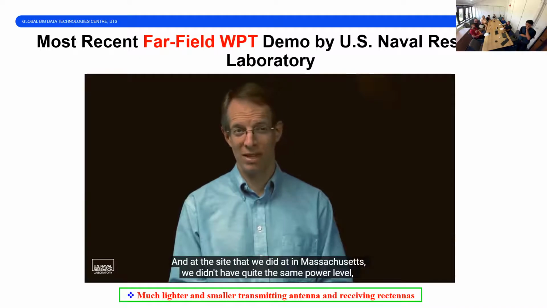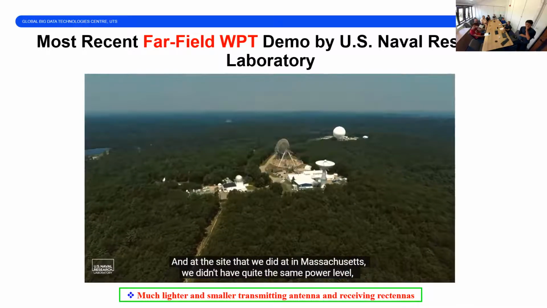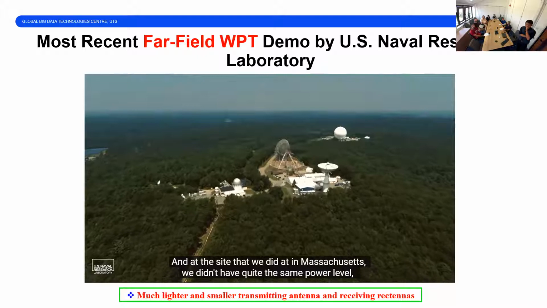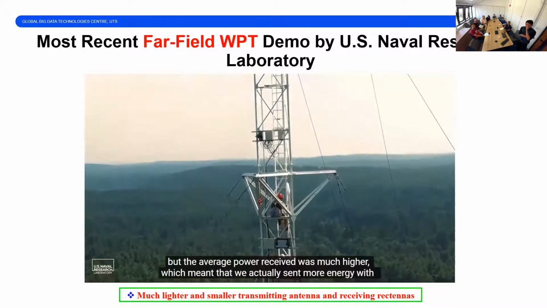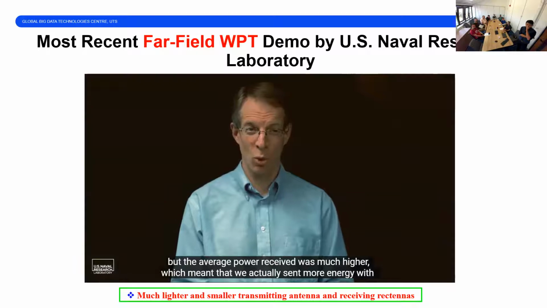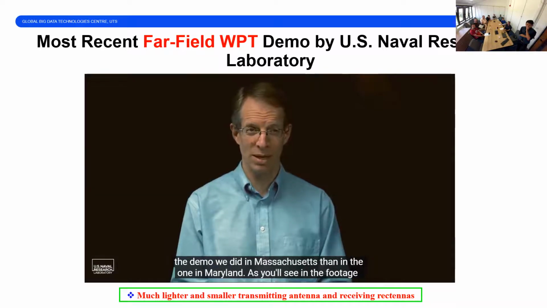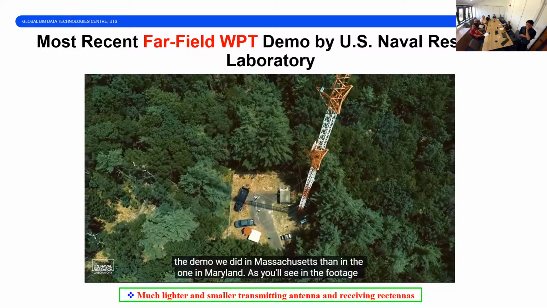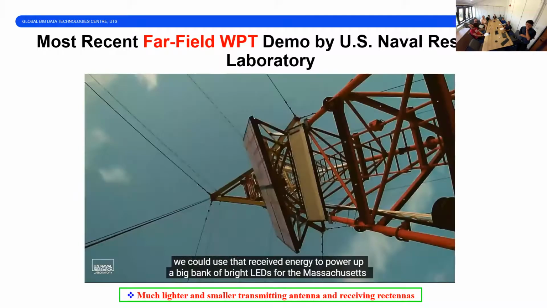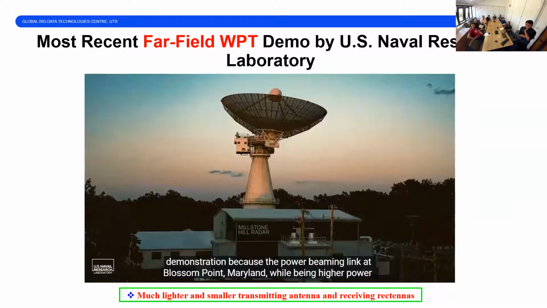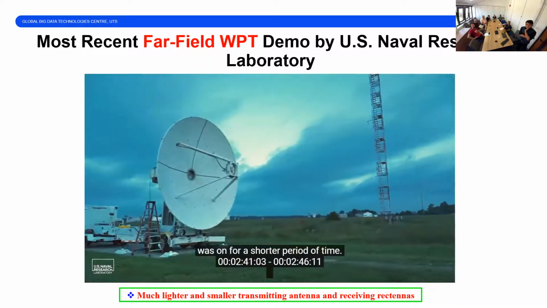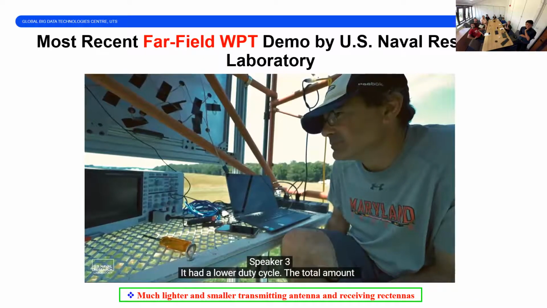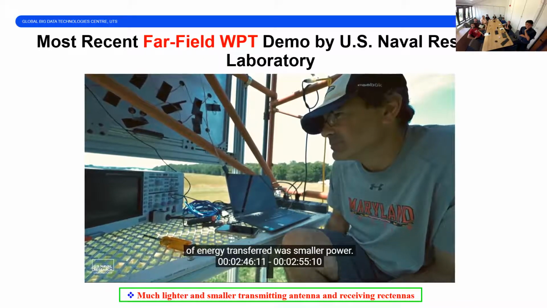And at the site that we did in Massachusetts, we didn't have quite the same power level, but the average power received was much higher, which meant that we actually sent more energy with the demo we did in Massachusetts than in the one in Maryland. As you'll see in the footage, we could use that received energy to power up a big bank of bright LEDs for the Massachusetts demonstration, because the power beaming link at Blossom Point, Maryland, while being higher power, was on for a shorter period of time at a lower duty cycle. The total amount of energy transfer was smaller.